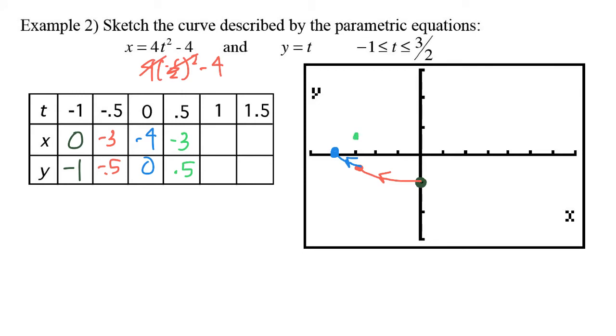So -3.5, so somewhere here, continuing on the curve. And again, make sure you put in your arrows. Don't just be drawing those curves. You need the arrows in. Okay, the next set of ordered pairs we have is 0, 1.